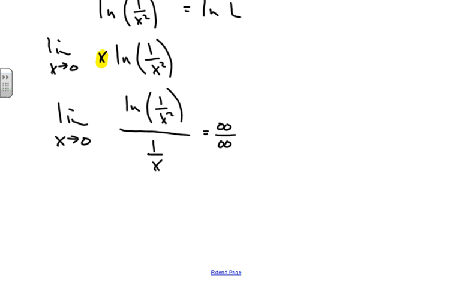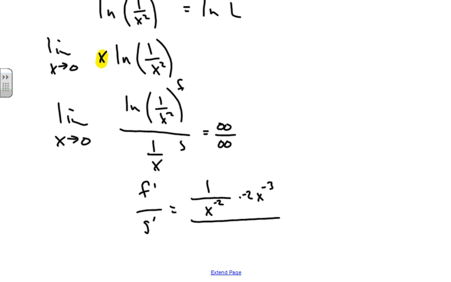So from here, we want to solve this limit using L'Hopital's rule. So we're going to take the derivative of this. If this was f and we called this g, we're going to take the derivative of f over the derivative of g. And what we have then is 1 over x to the negative second power, times negative 2 x to the negative third power, all over, I'm going to change that to x to the negative first, and we'll have negative x to the negative second, like so.